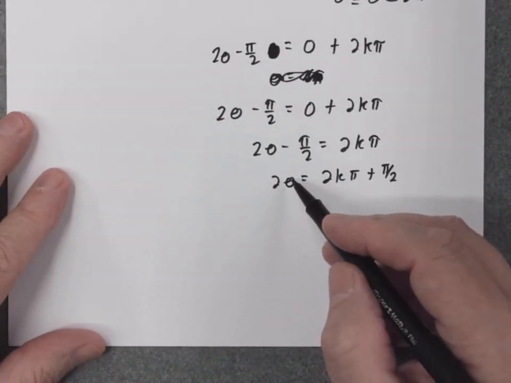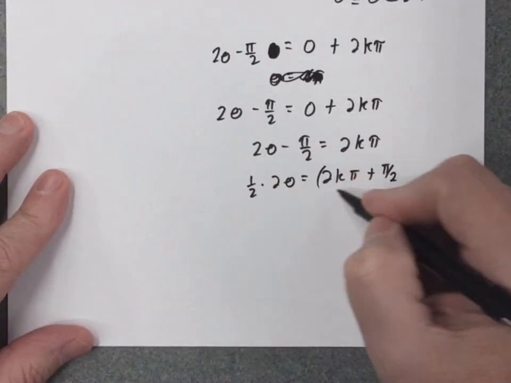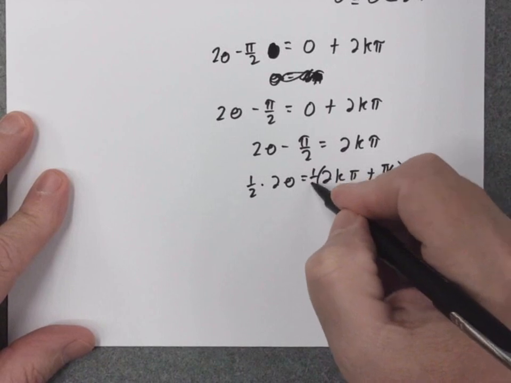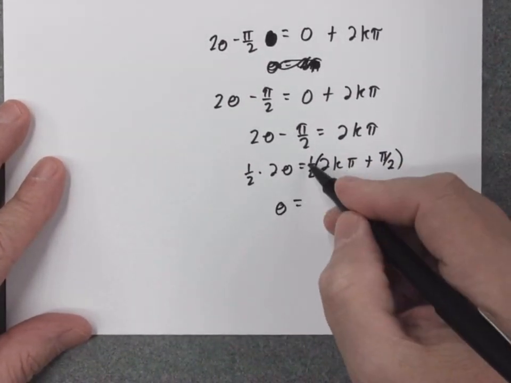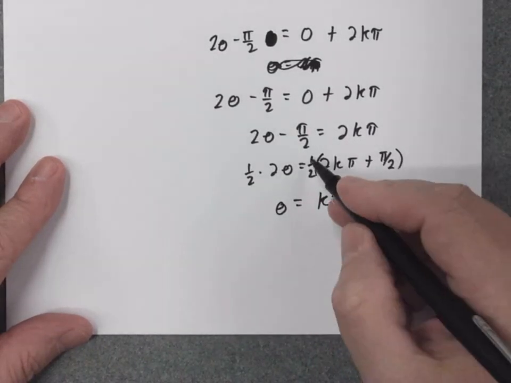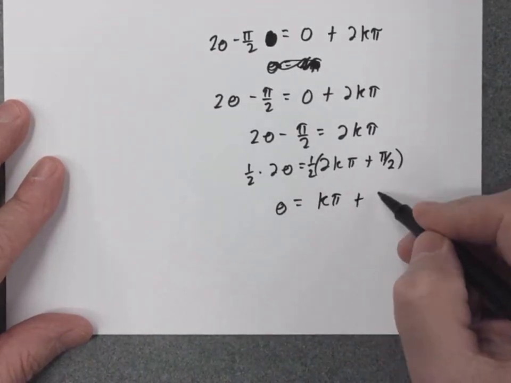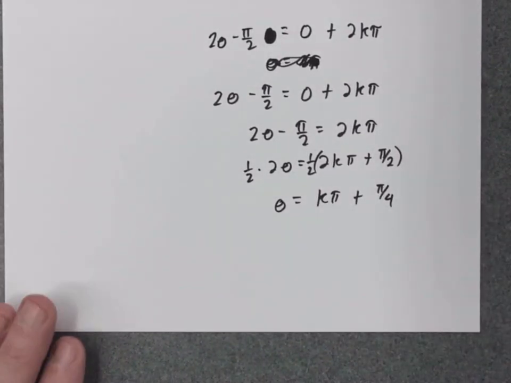And now to get theta by itself, I'm going to do what I did before and multiply both sides by 1/2. So 1/2 times 2k pi is just k pi. 1/2 times pi over 2 is pi over 4. So here is my general solution.